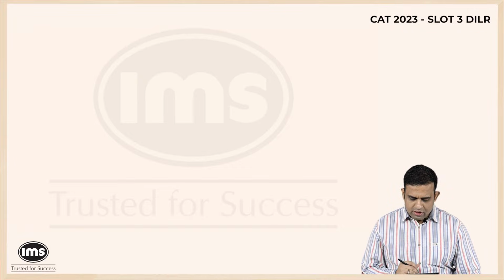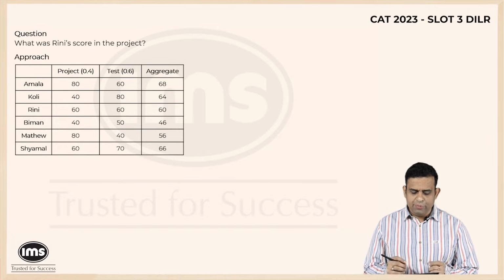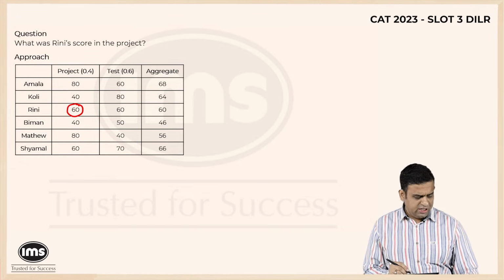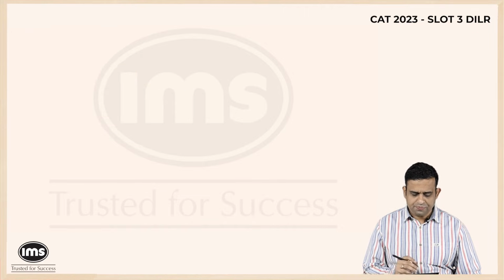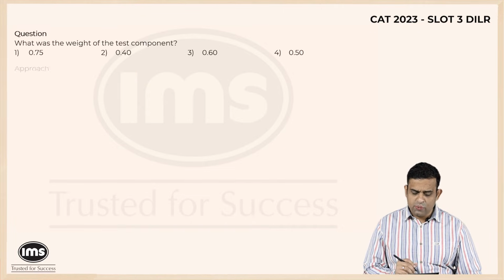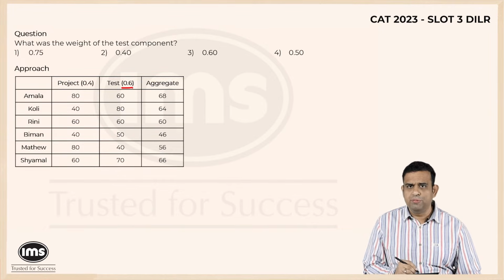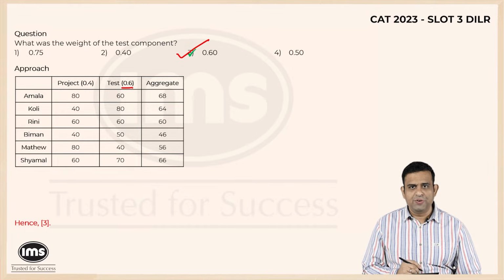So let's go ahead. If you look at the first question, it says, what was Rini's score in the project? Rini has scored 60 in the project, and that is what one will enter in that particular TITA question. In the next one, they ask what was the weight of the test component. We have seen the weight of the test component is 0.6 or 60%, and hence one can mark option number 3.